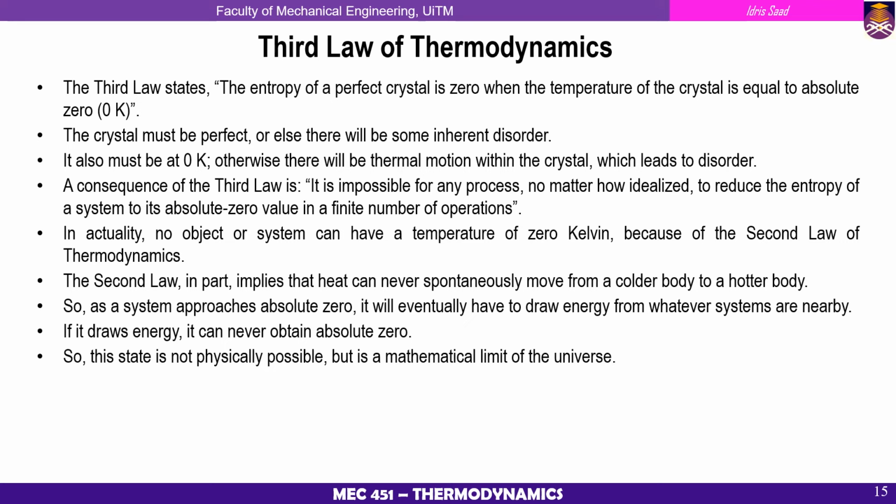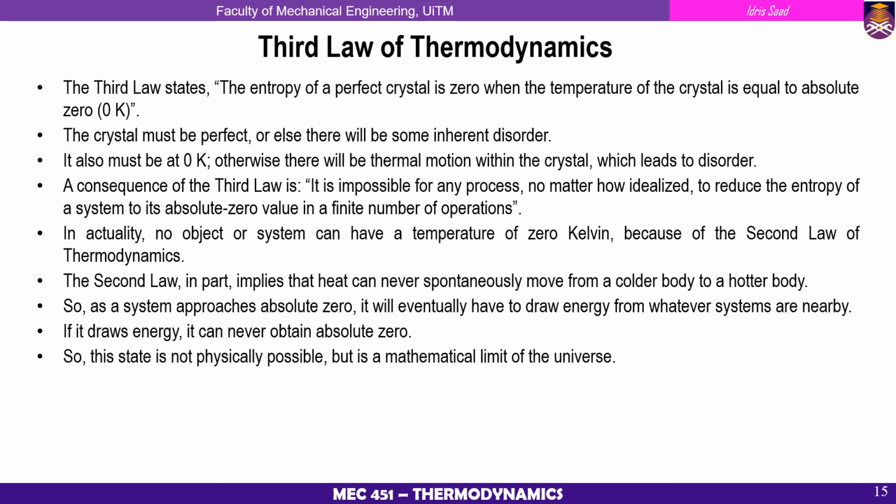The second law, in part, implies that heat can never spontaneously move from a colder body to a hotter body. So, as a system approaches absolute zero, it will eventually have to draw energy from whatever system is nearby. So, if it draws the energy, it never can obtain absolute zero energy. So, this state is not physically possible, but it's just a mathematical limit of the universe.